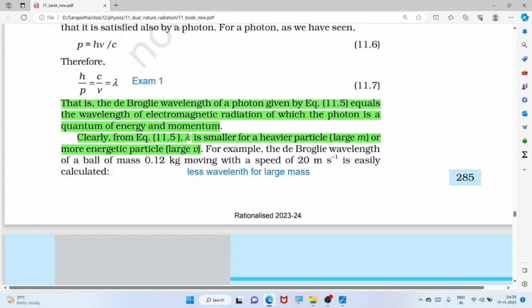Okay, this is the equation. Planck's constant divided by momentum equals velocity of light divided by the frequency, equal to lambda. You can use one of them based on what is given in the problem. The wavelength of the photon is equal to the wavelength of the electromagnetic radiation.